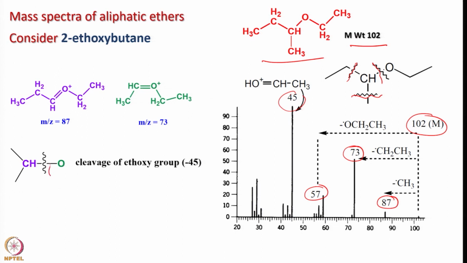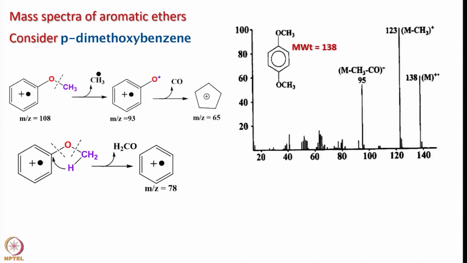Cleavage can also happen here to the ethoxy group. These two are important fragments: 87 is shown here, and also 73 is shown here. You can see the loss of ethyl would give 73, and loss of a methyl radical would give the 87 value. Now let us look into mass spectra of aromatic ethers.